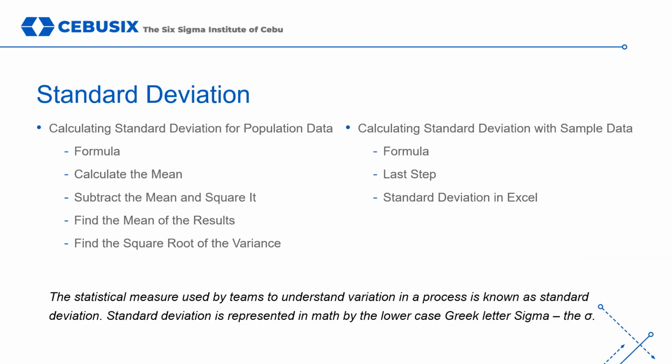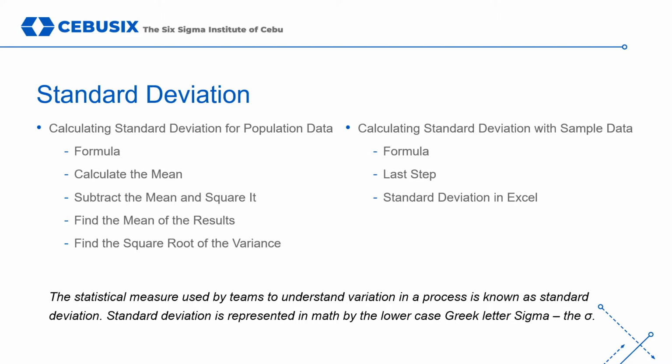The statistical measure used by teams to understand variation in a process is known as standard deviation. Standard deviation is represented in math by the lowercase Greek letter sigma. In this section, we will dive deeper into one of the most important metrics used in Six Sigma, standard deviation, which measures the distance between data points and the mean of all data.